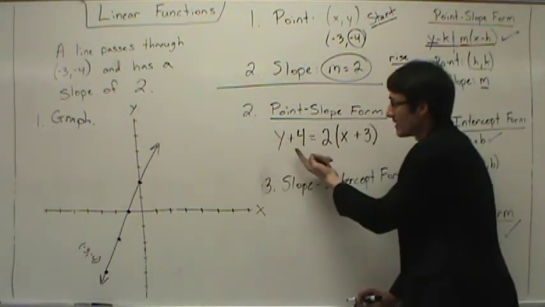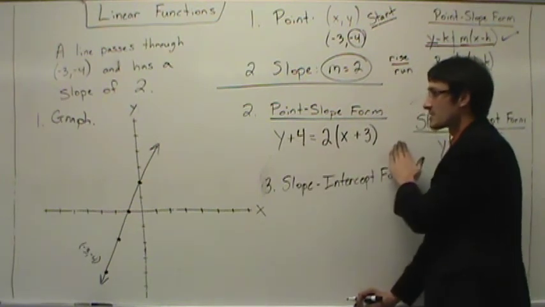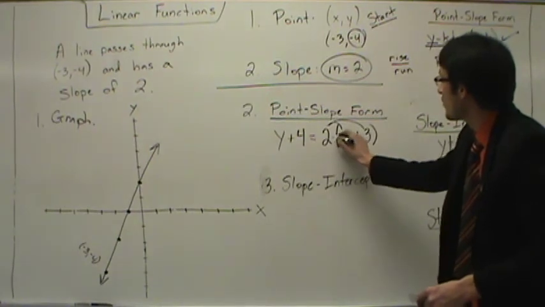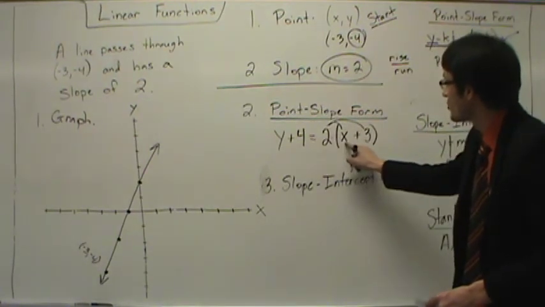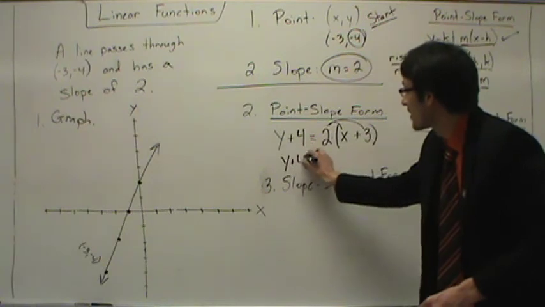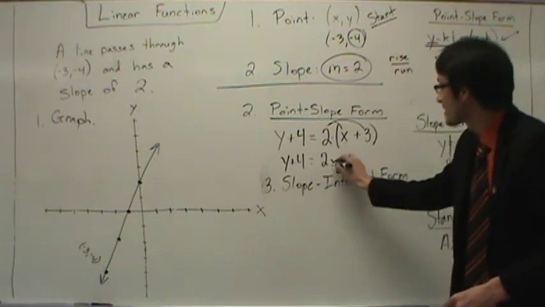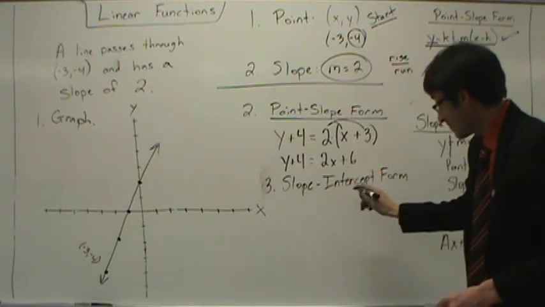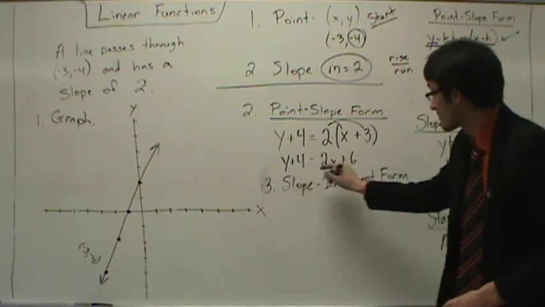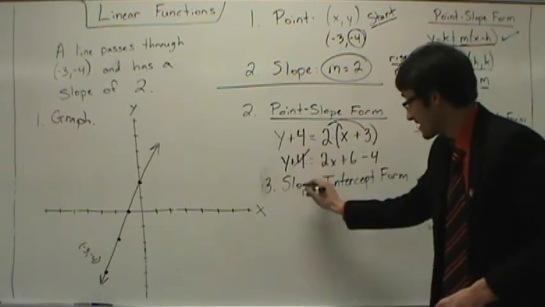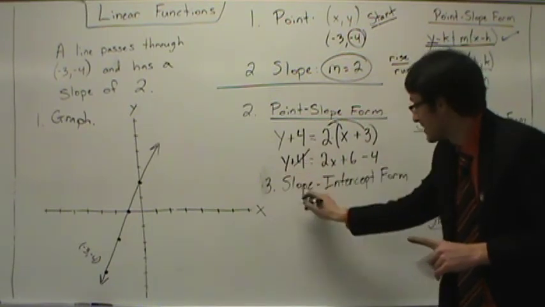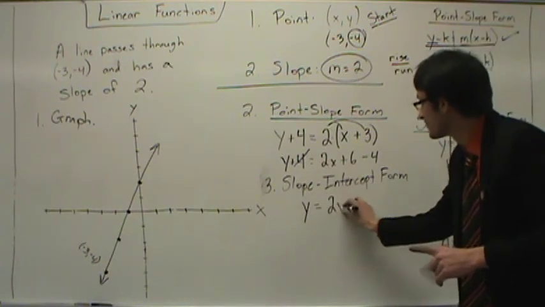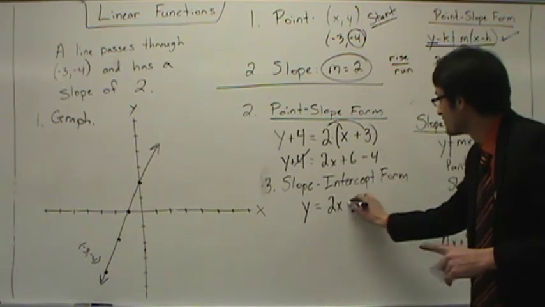So what do we need to get rid of? We need to get rid of the 4. We need to move it to the other side. But before we do that, what do we have to do first? We have to distribute. So we're going to distribute the multiplication across the addition, multiply 2 by x. So we get y plus 4 equals 2 times x is 2x, 2 times 3 is 6. Now, we're going to move the 4 to the other side. 4 is going to become what? -4, cross it out, and we now have y by itself. So we have y equals 2x, and 6 minus 4 is 2.